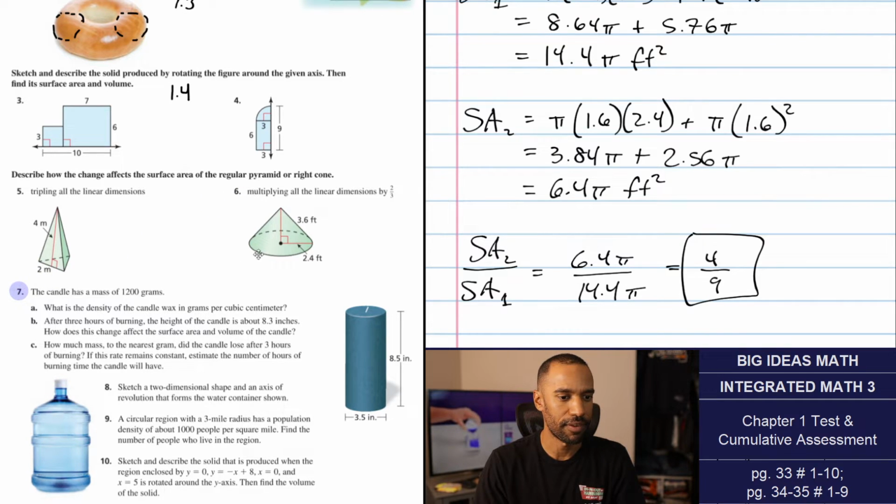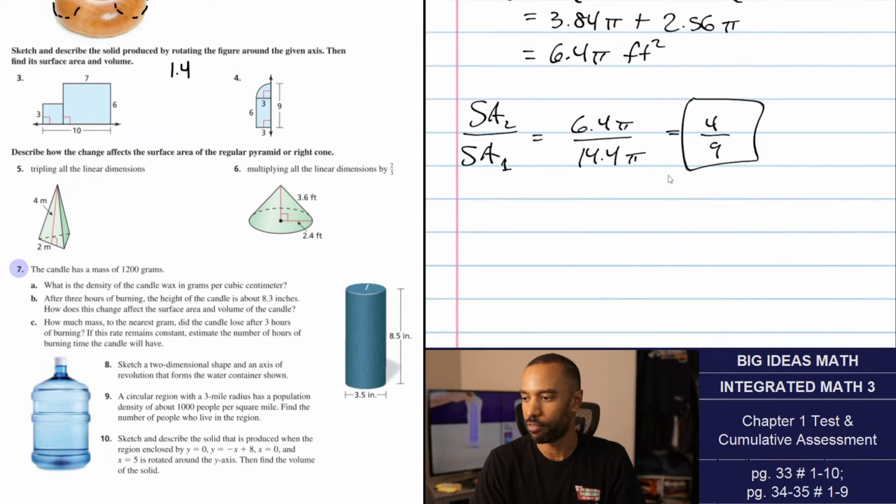Excuse me. Let's keep going to number 7, 3 parts. The candle has a mass of 1,200 grams.